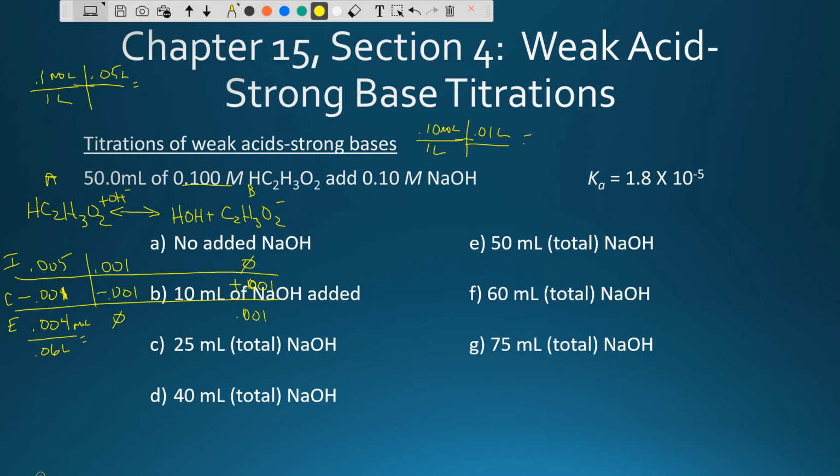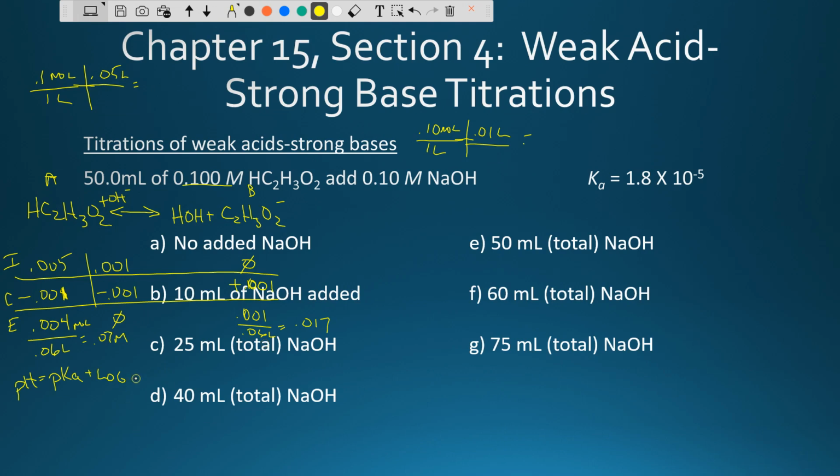Okay, so if I do that, I end up with 0.004 divided by 0.06. That gives me a 0.07 molar solution. I do the same on this side, 0.06, and I end up with a value of 0.017. Now comes Henderson-Hasselbalch. Okay, the Henderson-Hasselbalch is taking a look at the pH equals the pKa plus the log of your base over your acid.